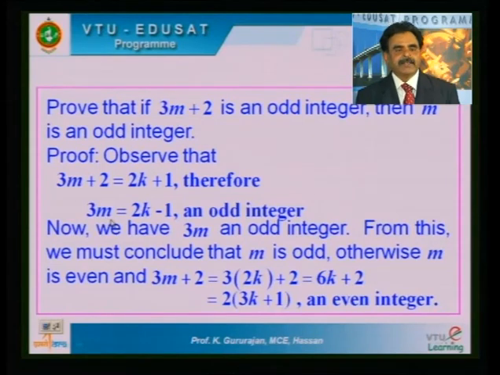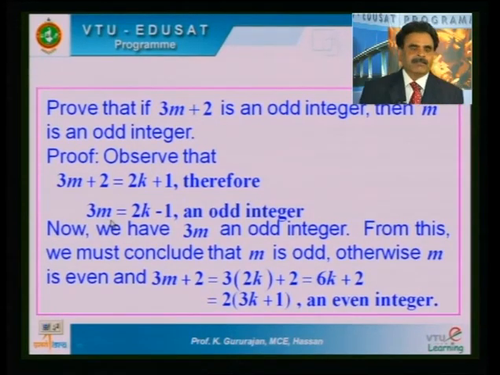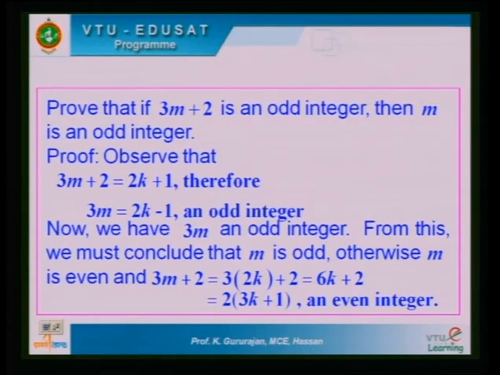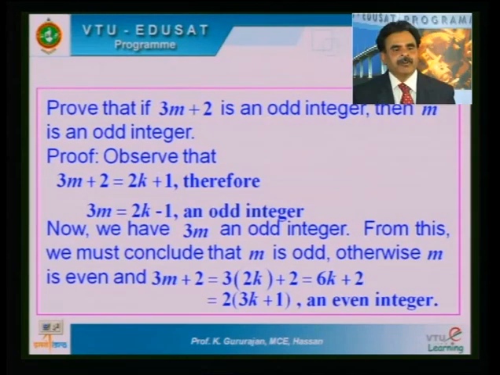What is your opinion? If 3 times m is an odd integer, then what can you say about m? So can I have m as an even number? For example, if I consider m equal to 4, an even number, then 3 into 4 becomes an even number. If I consider m as an even integer, say m equal to 10, then 3 times 10 equals 30, an even number, but not an odd integer. So these examples should illustrate that m has to be an odd number.